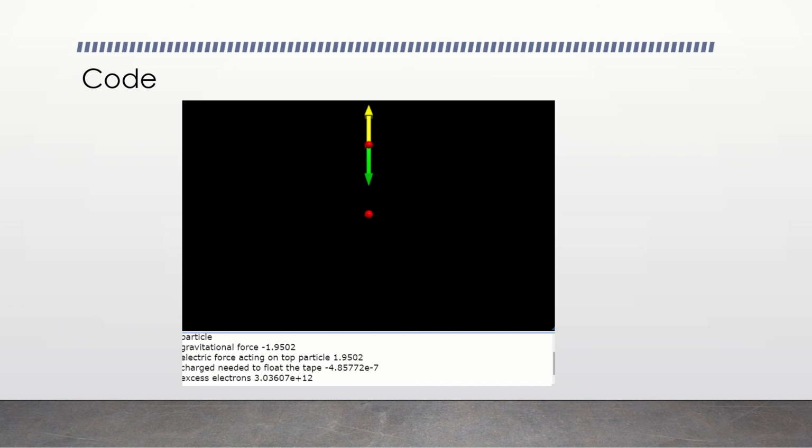The charge needed to float the tape makes sense since it's negative, which shows that the excess charge would be negative, so more electrons. And therefore excess electrons will be a positive number.